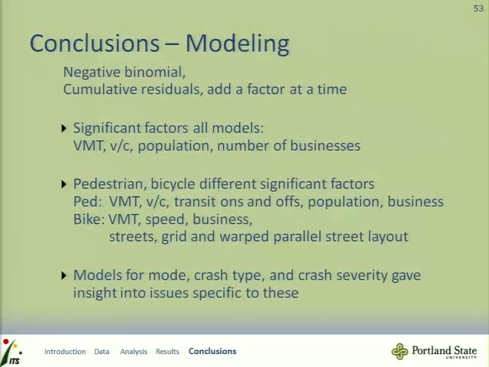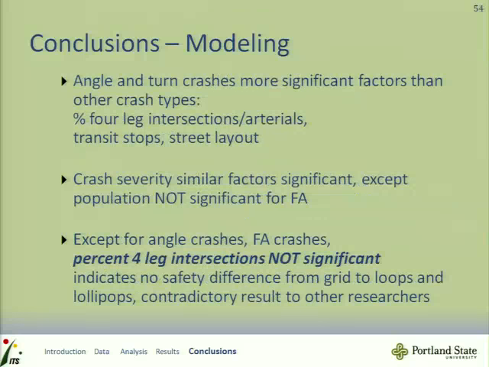The negative binomial model results, we had significant factors across all models. Ones that were significant for many models were the VMT, the businesses, V over C, and population. The pedestrian and bicycle, we saw some differences in the significant factors, so some different concerns affecting those modes. And there was insight from looking at the groupings of models into issues specific for the different groups. Angle and turn crashes had more significant factors than many of the other crash types. The crash severity for similar factors was significant, except population was not significant for fatal and injury level A.